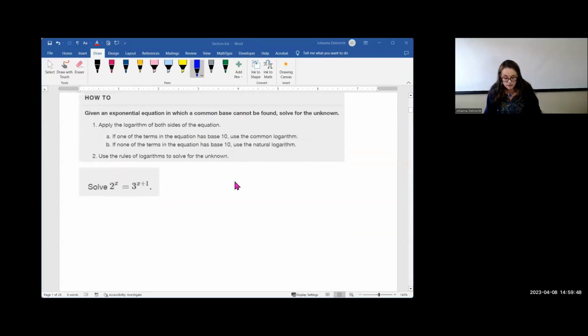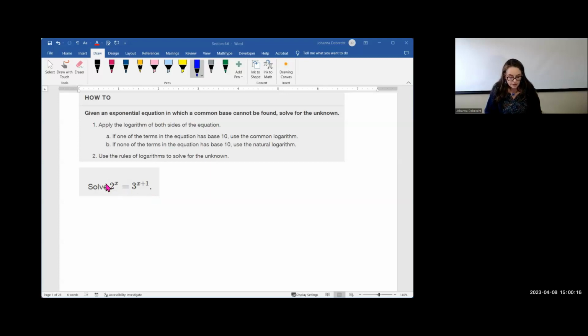Now we want to take a look at ones where the two sides cannot be written as powers of the same number. They're not going to both be 5, for example. If we're looking at this one right here, we have 2 to the x power on the left and 3 to the x plus 1 power on the right. Again, not all of these are going to have a solution. Some do, some don't. We'll just have to see.